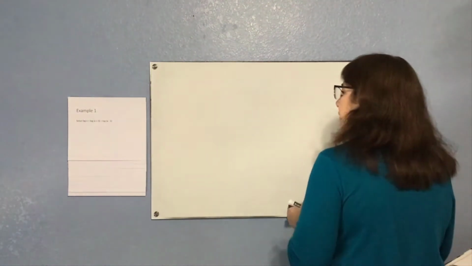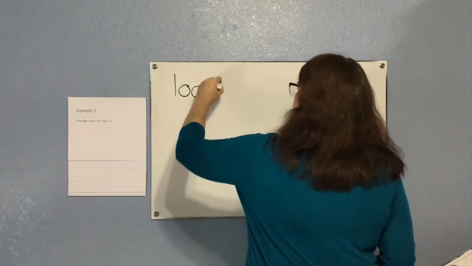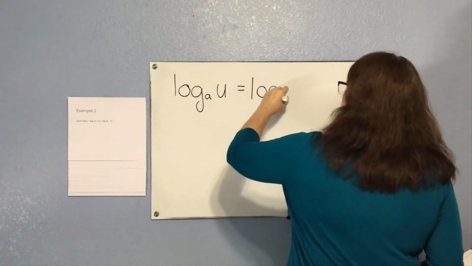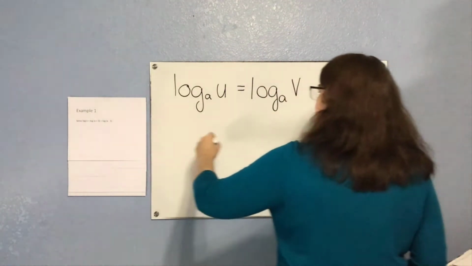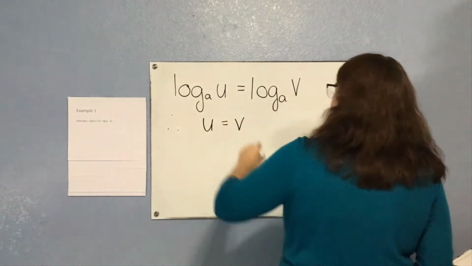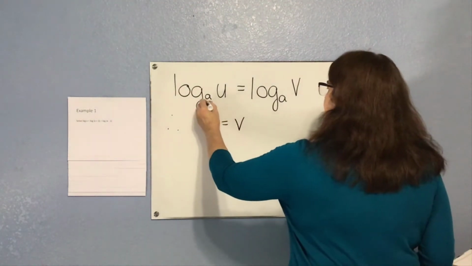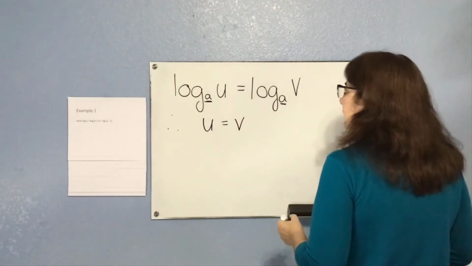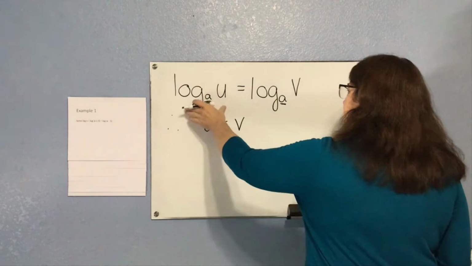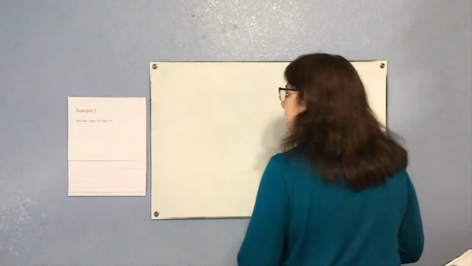One of the first rules that we'll use is that if I have log base A of u equal to log base A of v, then u must be equal to v. Notice that in order for this to work, I have to have the same base, and I also have to have one logarithm on each side. I can't have anything except the two logarithms. So let's look at an equation where I can use this.